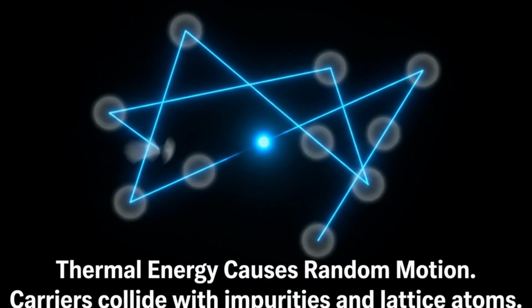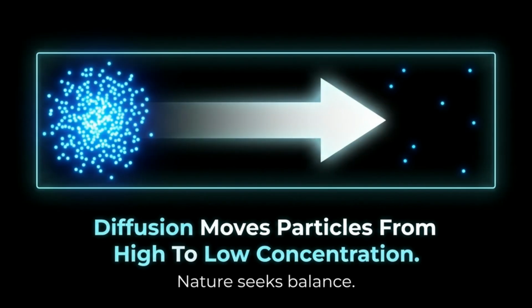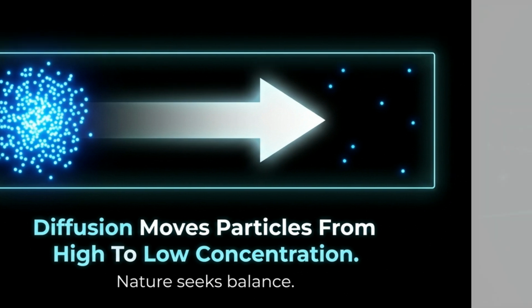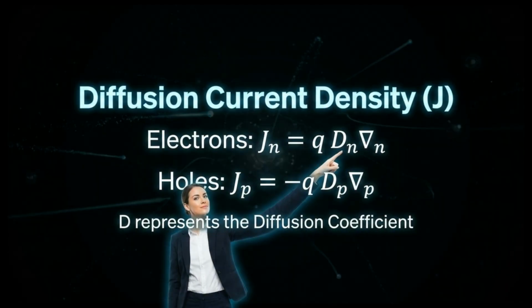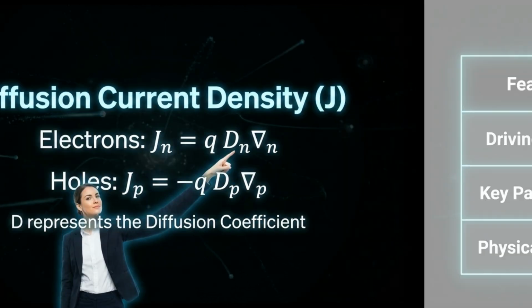Thermal energy causes random motion in charge carriers. These carriers constantly collide with impurities and lattice atoms. Diffusion is the movement of particles from an area of high concentration to an area of low concentration, as nature always seeks balance. The diffusion current density, represented by J, is derived for electrons and holes. D represents the diffusion coefficient, a key parameter in this process.